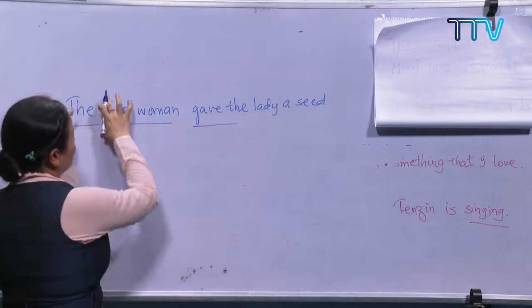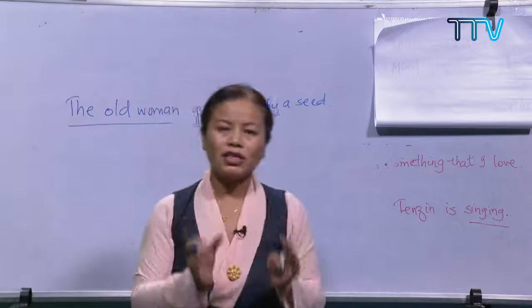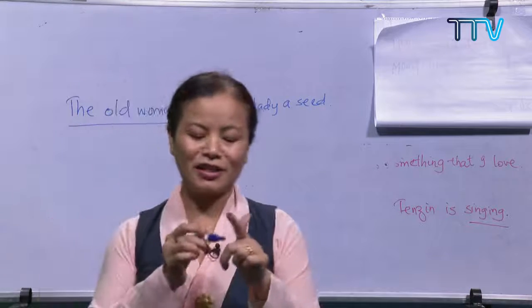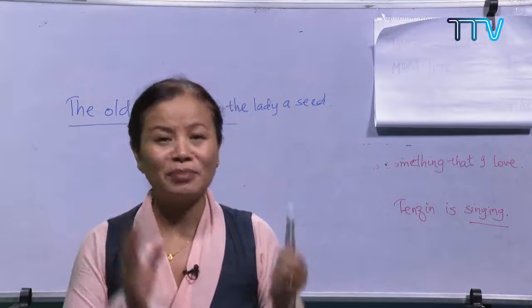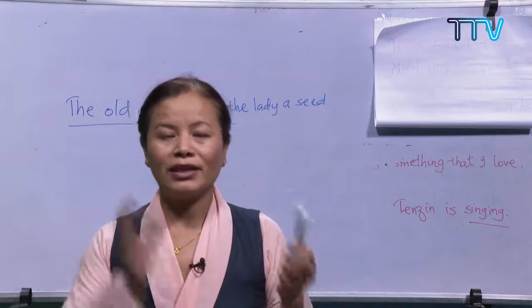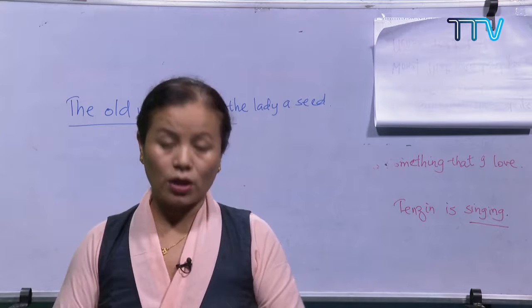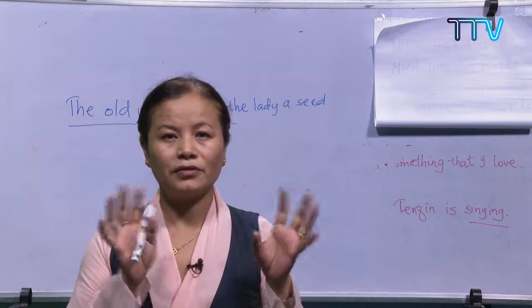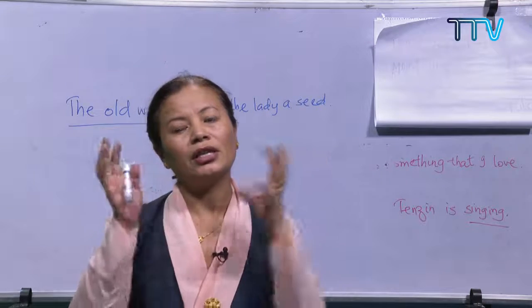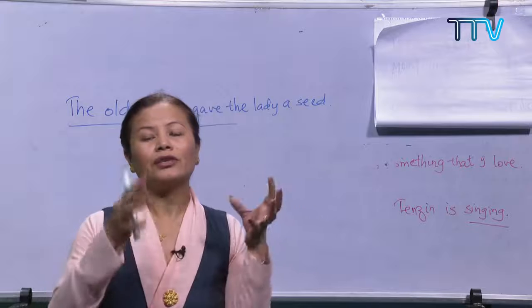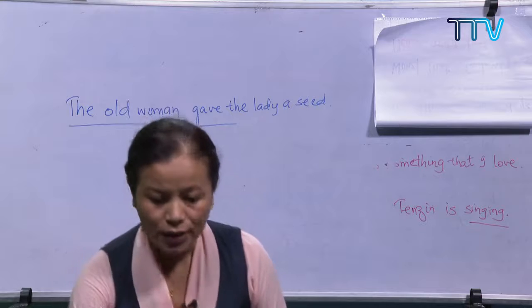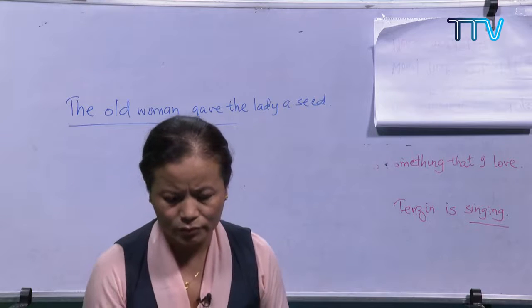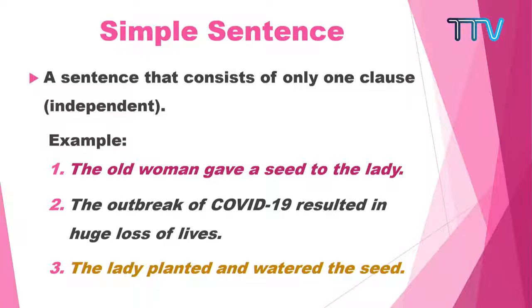A simple sentence can be short, and it can be long. As the word suggests, it doesn't mean that a simple sentence always has to be short. A simple sentence can be long, provided there's one subject, one verb. You just need to identify the different types of sentences based on the number of clauses or the kind of conjunction used or not. You will learn about this in detail in our later sessions. The lady planted and watered the seed.